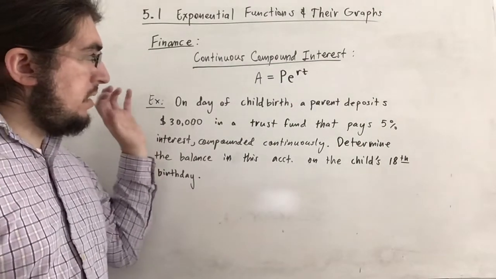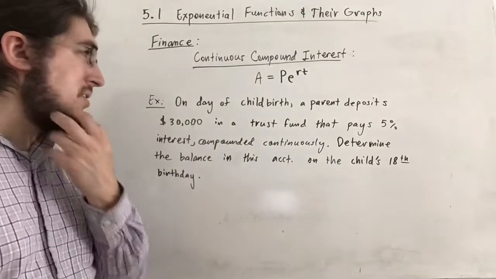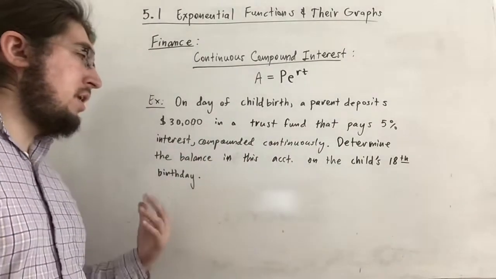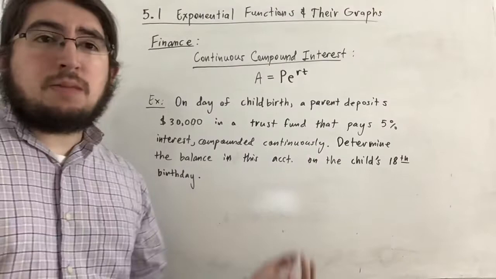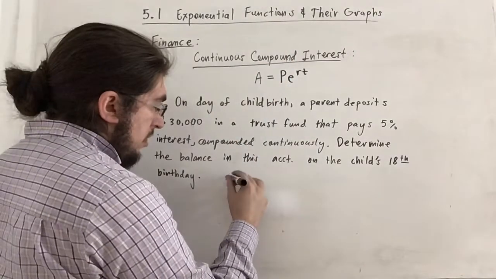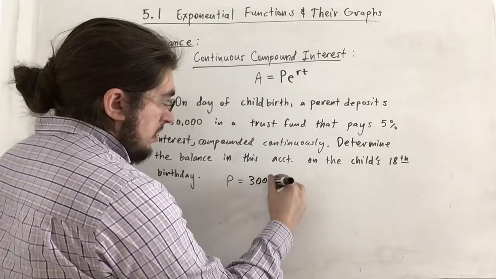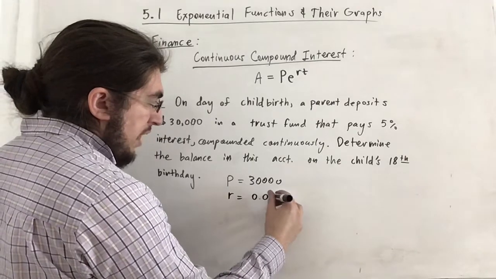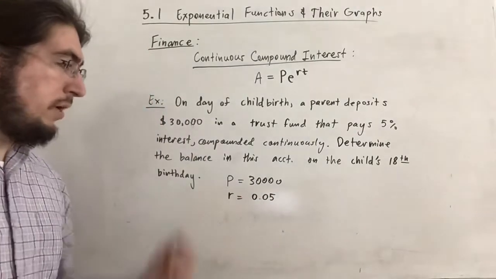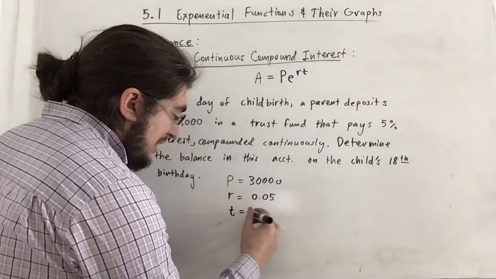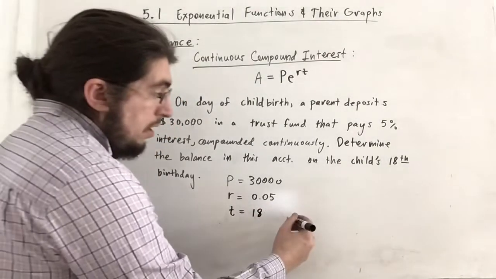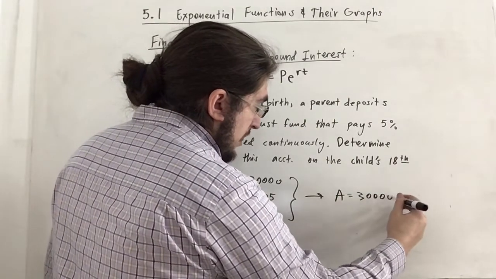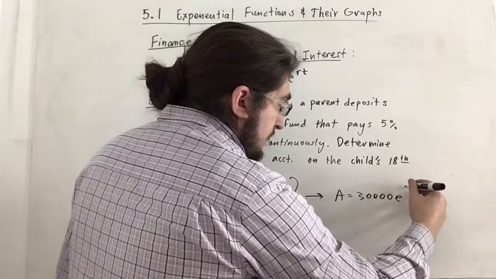Here we say on the day of childbirth, a parent deposits $30,000 in a trust fund that pays 5% interest compounded continuously. And we want to determine the balance in this account on the child's 18th birthday. So really what we have from this is our initial amount, principal, is $30,000. Our yearly rate is 5%, so that's 0.05 if you write that in decimal. 5 divided by 100 is 0.05. And how much time has passed is, of course, 18 years. Applying each of these into our formula, we'll have A is equal to 30,000 times e to the r times t.